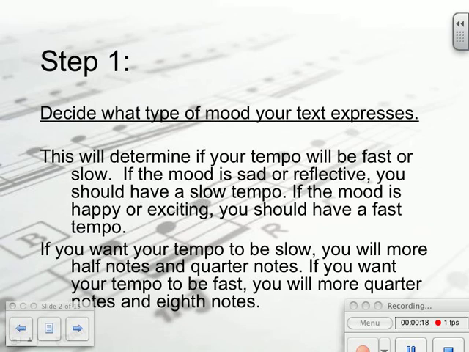Decide what type of mood your text expresses. This will determine if your tempo will be fast or slow. So if you have a text that is sad, you're going to want it to be slower. If you have a text that is happy or exciting, it should be faster. The reason you need to do this is because a slow tempo will determine whether you use more quarter notes and half notes, or if it's faster, this will determine if you use more quarter notes and eighth notes.